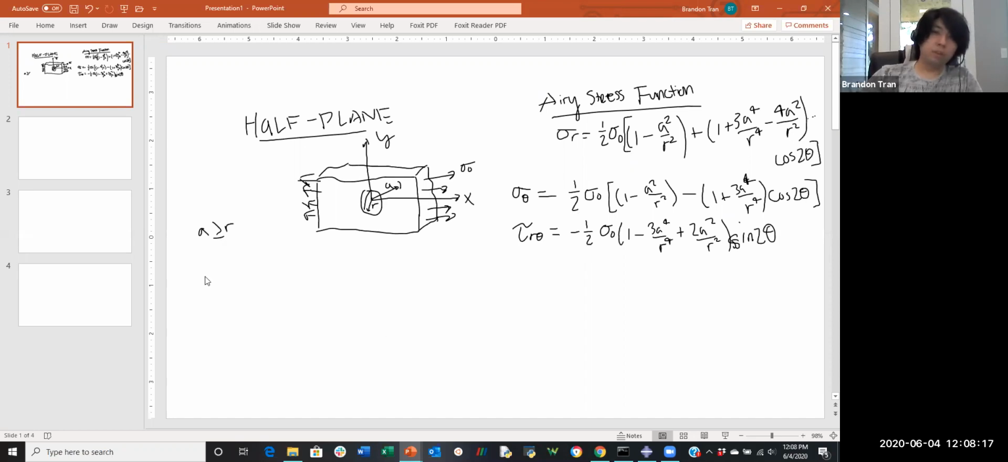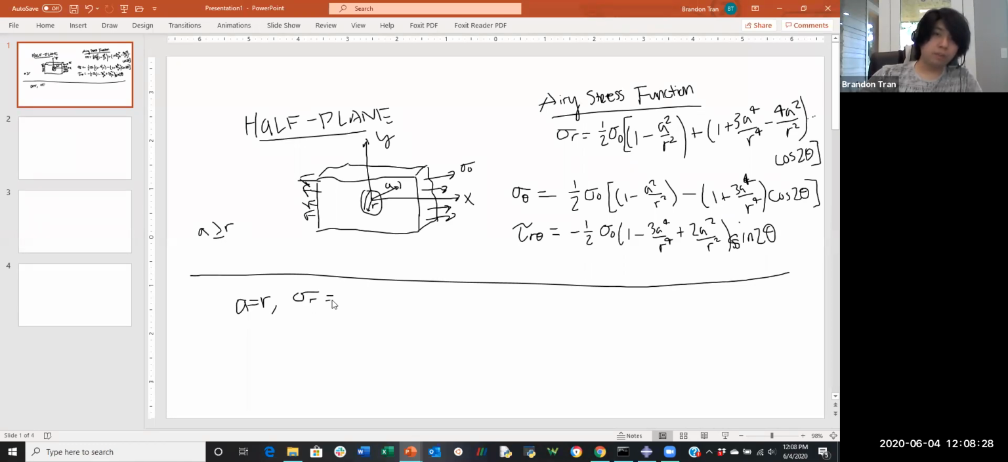So what happens if I decide to make a equal r? If I make a equal r, what essentially happens is your radial stresses and your shear stresses go to 0. The only thing that is left is your tangential stress. And this is proven in experiments. There's only tangential stresses happening around the hole rather than radial.